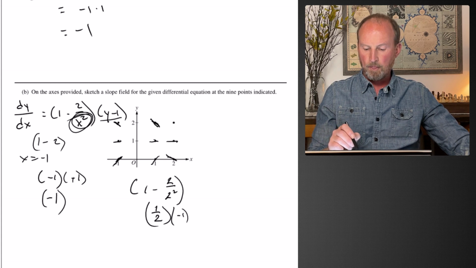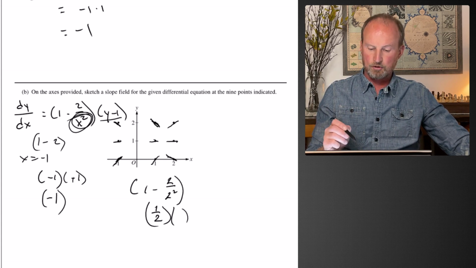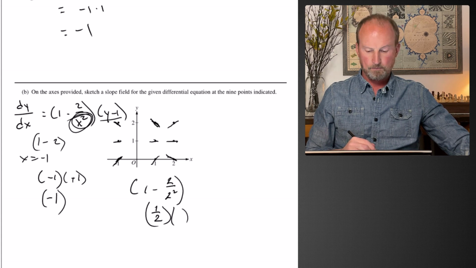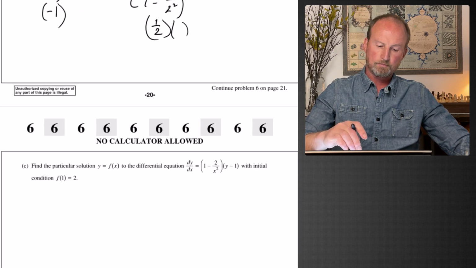Okay. We already did the 1, so when y is 2, that becomes a +1, and so my slope, same slope, but positive. That wasn't too bad, just some calculations.